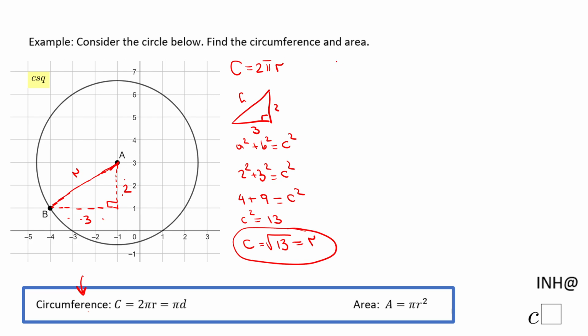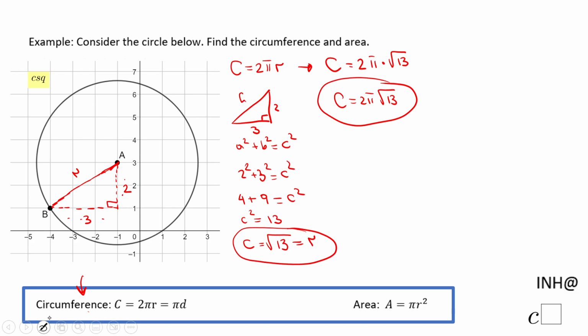So now I can go back in this formula, and I'm going to have the circumference equals 2 pi times radius, square root of 13, and I think that is a good answer. 2 pi square root of 13 is the exact answer. If you want to evaluate, you just need a calculator and be sure how you put in that pi and square root of 13 and multiply, and you're going to get the circumference.